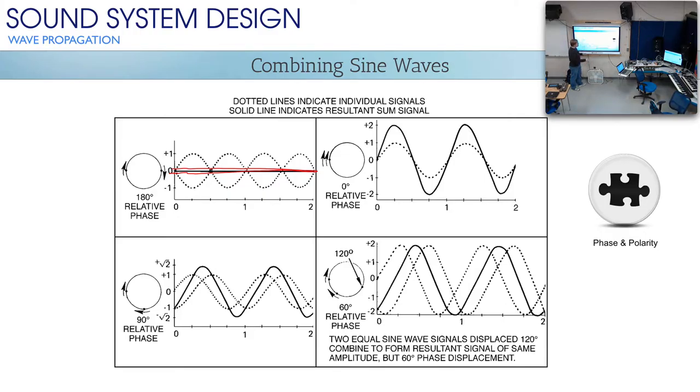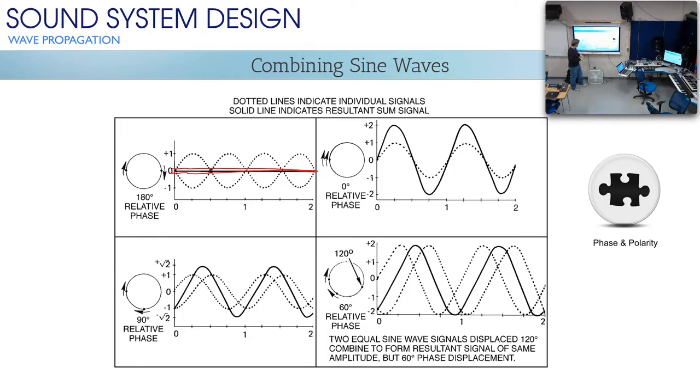Now, if they are perfectly in phase, so they're happening perfectly at the same time, or at least at some multiple of time that would represent a multiple of 360 degrees, then they help each other. Now you have two different things both pushing on the air at the same time and pulling on the air at the same time, and therefore they're going to be able to push it a little bit further. Amplitude is going to go up in that case. So 0 degrees relative phase between two identical sounds is what's called a reinforcement. They reinforce each other and the sound gets louder.